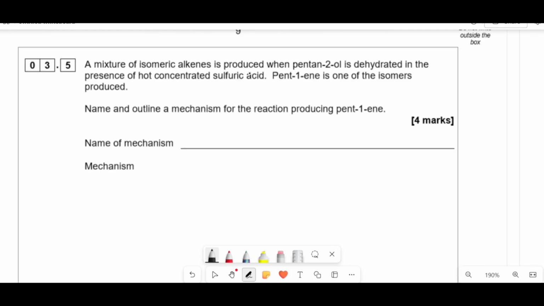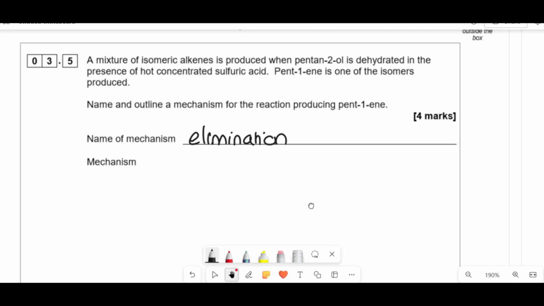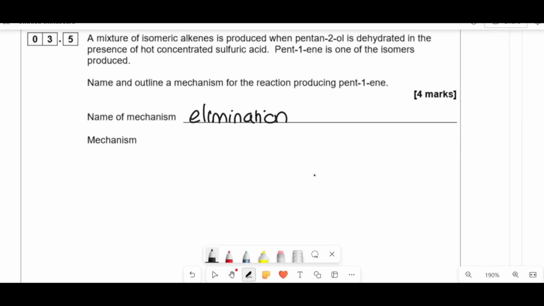So a mixture of isomeric alkenes is produced when pentan-2-ol is dehydrated in the presence of concentrated sulfuric acid. Pent-1-ene is one of the isomers produced. Name and outline a mechanism for this. So the mechanism here is we're booting out water, so it's elimination. A lot of people got confused in this question and started talking about elimination in terms of halogenoalkanes and stuff. That's not what we're doing here.